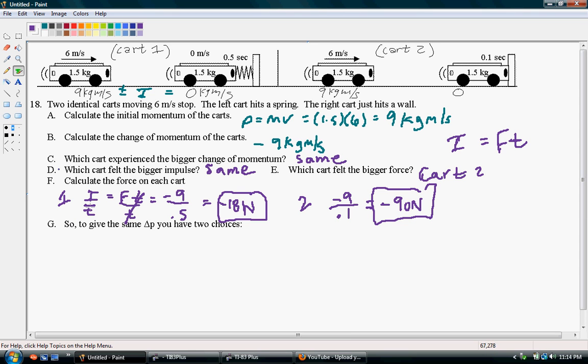Alright, so to give the same change of momentum, you have two choices. You can increase force and decrease time, or you can increase time and decrease force to get the same momentum.